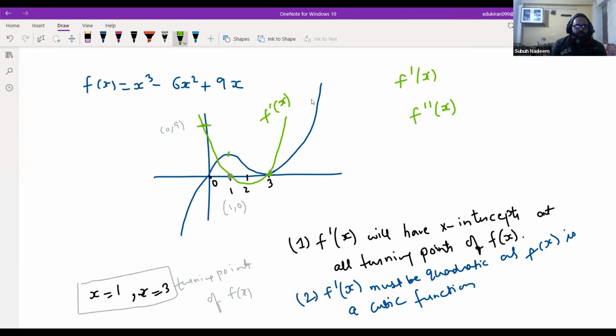So first write till here. Then we'll also draw the graph of f double dash x.